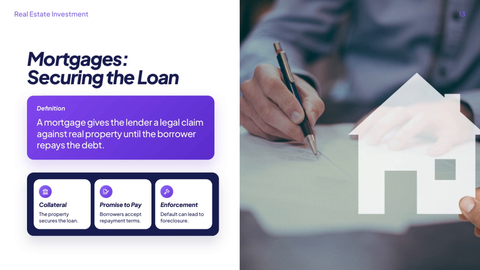This claim acts as collateral, which means the property itself is what secures the loan. When someone takes out a mortgage, they're making a promise to pay back the loan under agreed upon terms. If the borrower fails to meet these repayment terms or defaults, the lender has the right to enforce the agreement, often leading to foreclosure. So, in summary, a mortgage ties a loan to real estate, ensuring the lender has protection while the borrower commits to paying back according to their agreement. This mechanism is fundamental to real estate investment.